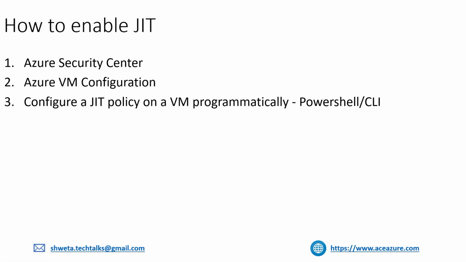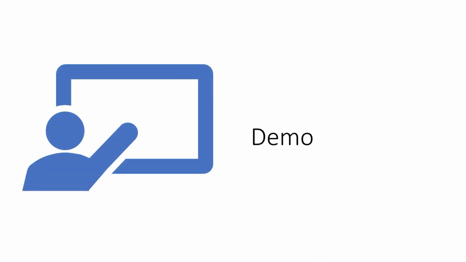There are three ways to enable JIT. One is through Azure Security Center, the other is from the Azure VM configuration page, and the third way is to configure the policy on the VM programmatically through PowerShell, CLI, or language-specific SDKs. So without further ado, let's do a quick demo of how we can enable JIT access on a VM.